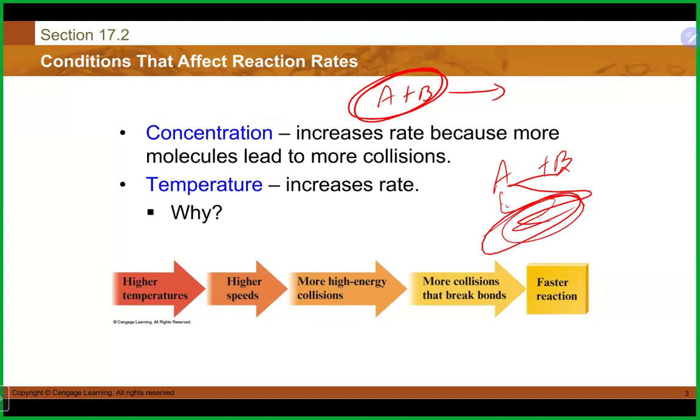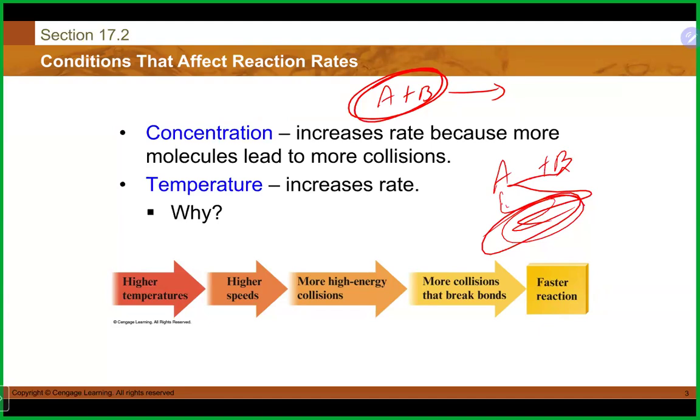So concentration plays a really big role, temperature as well. If you increase the temperature about 10 degrees Celsius, for a lot of reactions you can double how fast it happens. So you could increase the rate of that reaction by just increasing the temperature about 10 degrees Celsius, and that usually, for a lot of reactions, will double the rate of it.